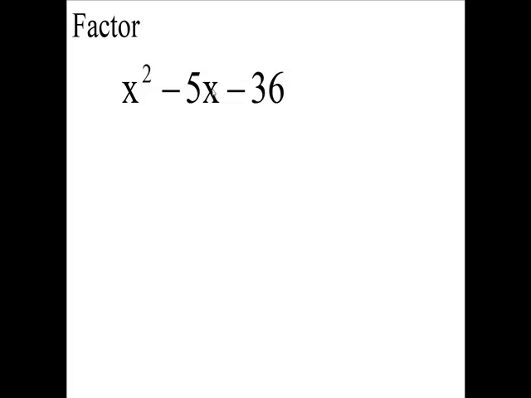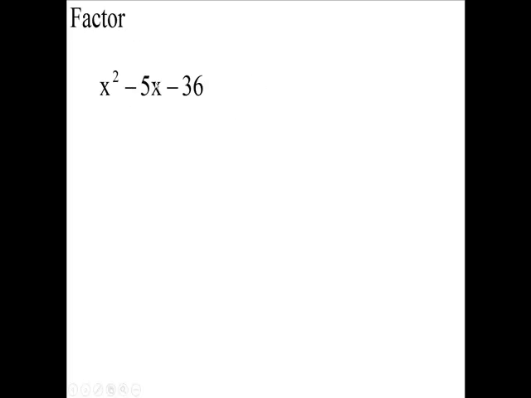Factor this trinomial, x squared minus 5x minus 36. We want to factor this. So my instructions are to factor this, and the first thing we realize is we must have an x times x to get x squared. Okay? X times x is x squared.